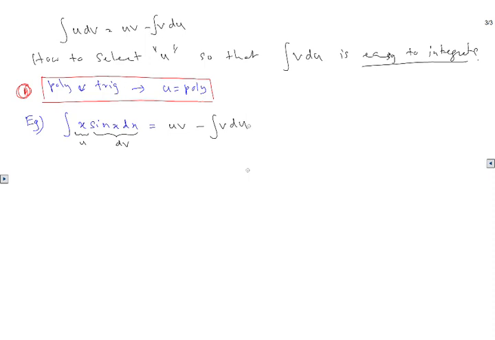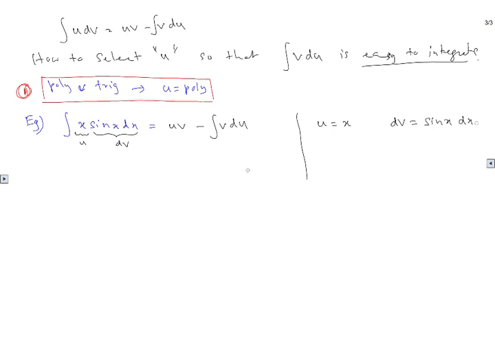Okay, so there are four things here. What are the four things? u, dv, v, and du. What we're trying to do is find them. We're going to start with u. So u equals x, and dv is the rest of the integral, that is sine x dx. So that's the starting point.